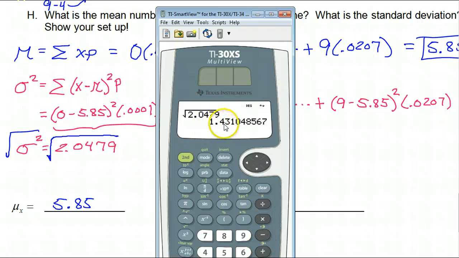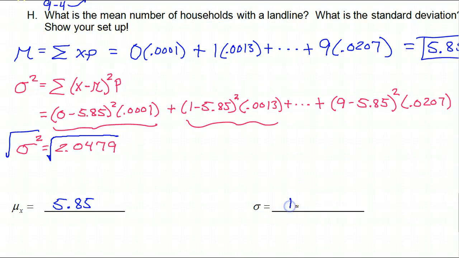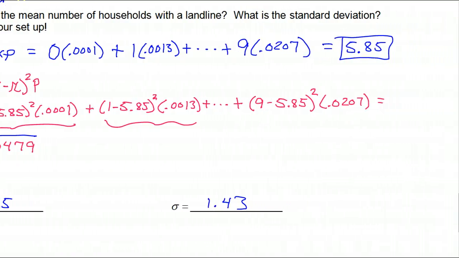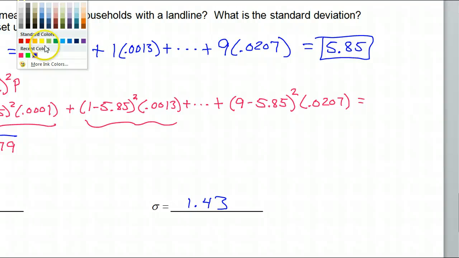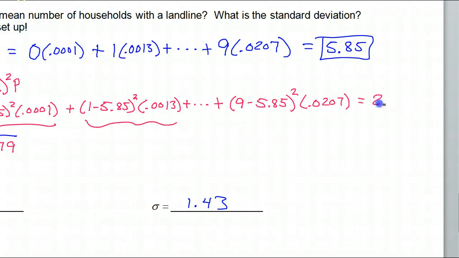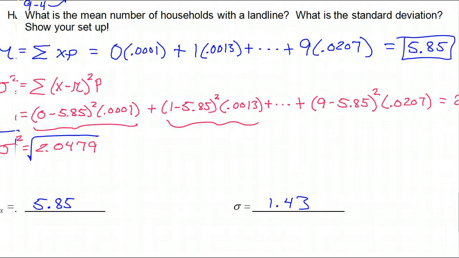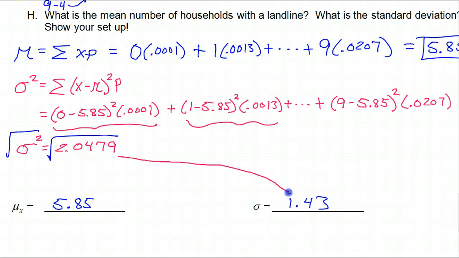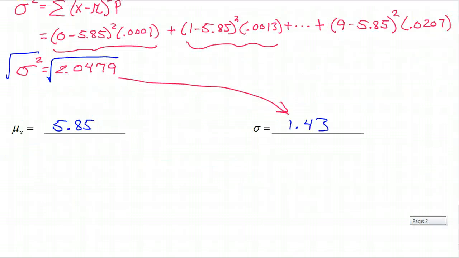So that's 1.43, and here at the end I'll go ahead and round. So 1.43. Okay, and that is it. That is how you do that. So this was 2.0479. And that was the last problem on this review.